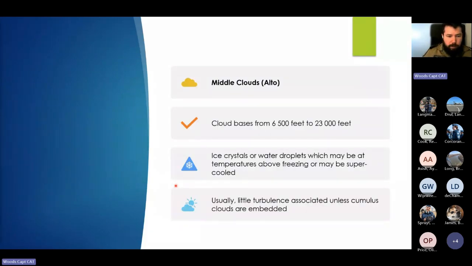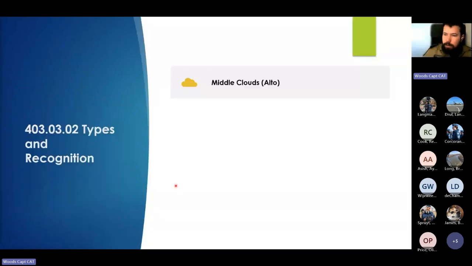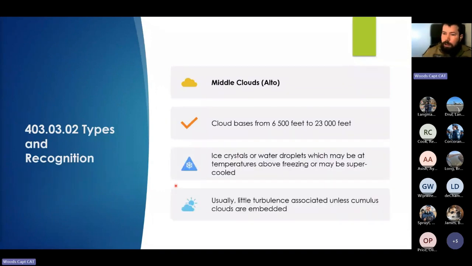Right, so that is it for the high clouds. Moving on to the middle clouds. These are clouds where the cloud base is between 6,500 feet and 23,000 feet. And these can be a mix of ice crystals and water droplets because in this area it's a little bit warmer than the high clouds, but it can still be quite cold. And usually there isn't very much turbulence unless there are cumulus clouds, which we'll talk about in a little bit.